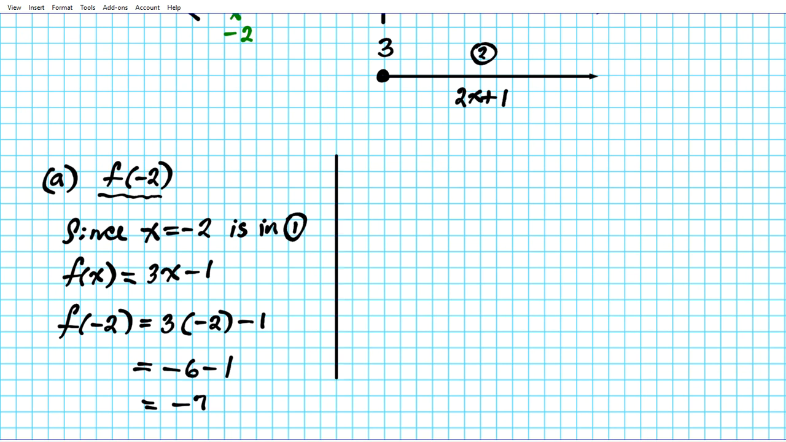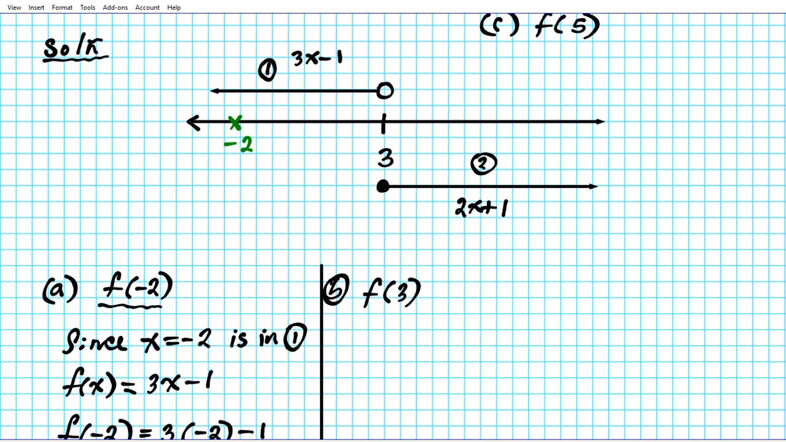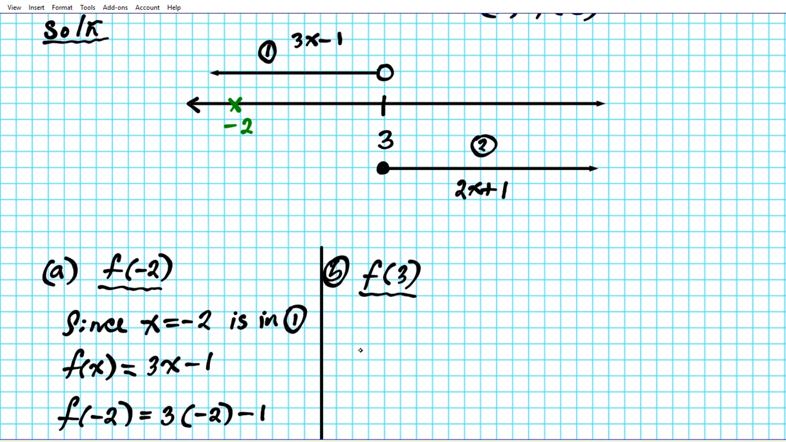Let's go ahead and try the B part. Let's say we want to evaluate the function at x equals 3. So we're looking for f of 3. Where is 3 located? 3 is included in the 2x plus 1 region. Since x equals 3 is in region 2, it means that we're going to be using the function 2x plus 1.